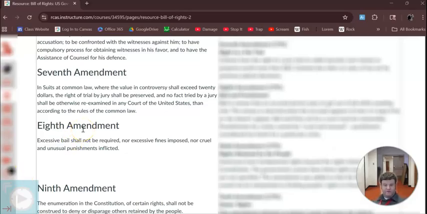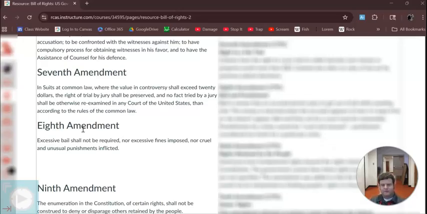Number 8 is a short one, finally. Excessive bail shall not be required, nor excessive fines imposed, nor cruel and unusual punishments inflicted. Now, this one's important because it means that punishments should not exceed the crime committed. Now, you'll notice it's very vaguely worded because it's like, okay, what's cruel and unusual? What's an excessive fine? What's excessive bail? These things are debated and argued about even to this day because things have changed over time.